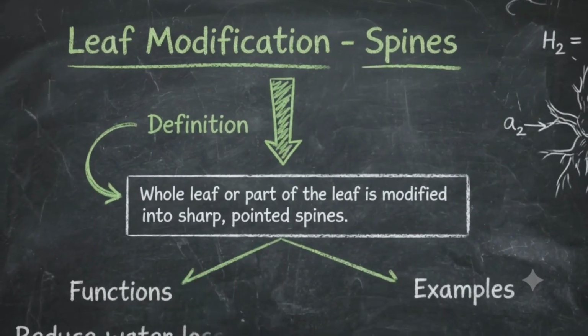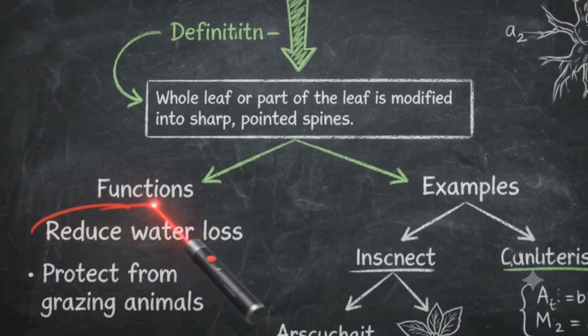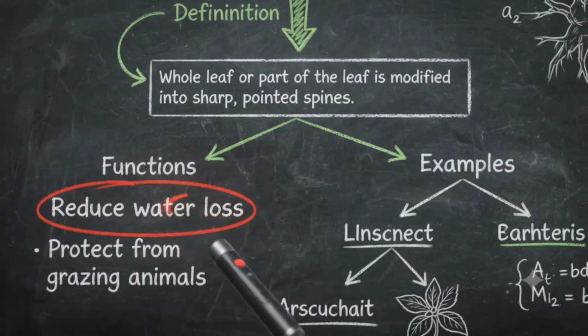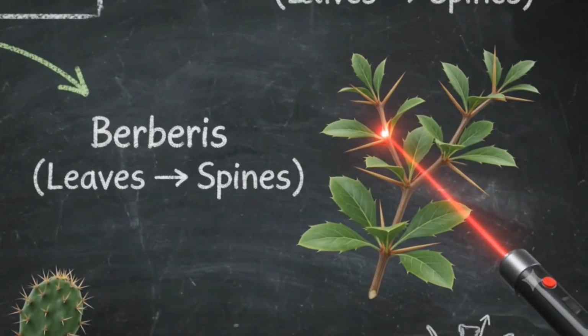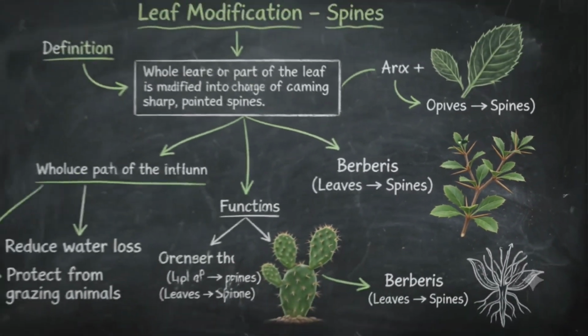When leaves modify into sharp spines, they reduce water loss and protect from grazing animals. Examples include opuntia and berberis plants.